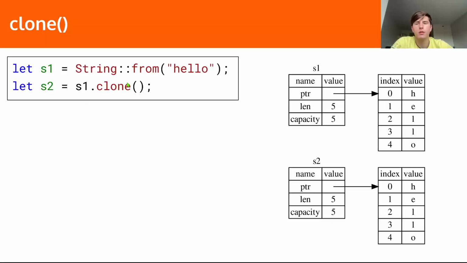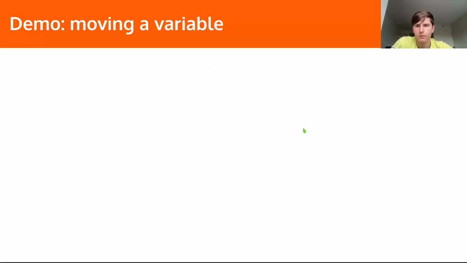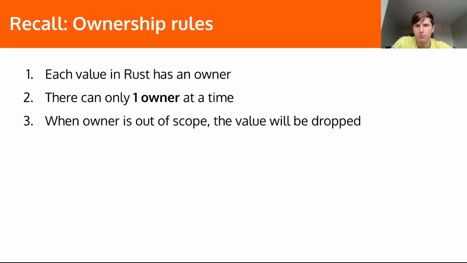When you clone it, this forces a deep copy, copying both the stack value and the heap value. This is okay, and when one is dropped, it will not cause a double free error on the other.